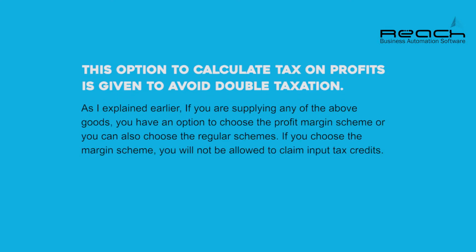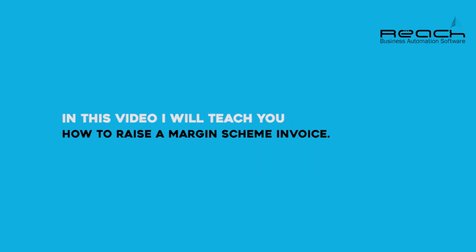As I explained earlier, if you are supplying any of the above goods, you have an option to choose the profit margin scheme, or you can also choose the regular scheme. If you choose the margin scheme, you will not be allowed to claim input tax credits. If you have opted for the regular scheme, you can continue to claim inputs. In this video, I will teach you how to raise a margin scheme invoice.